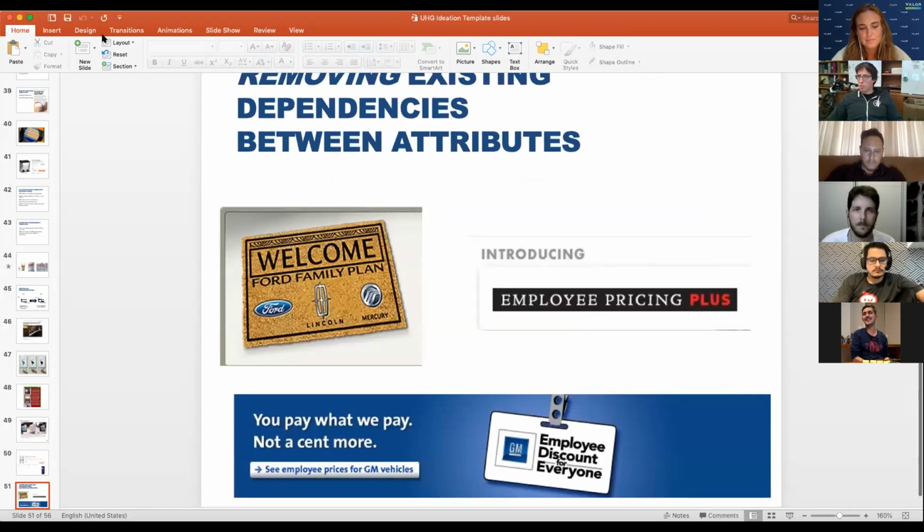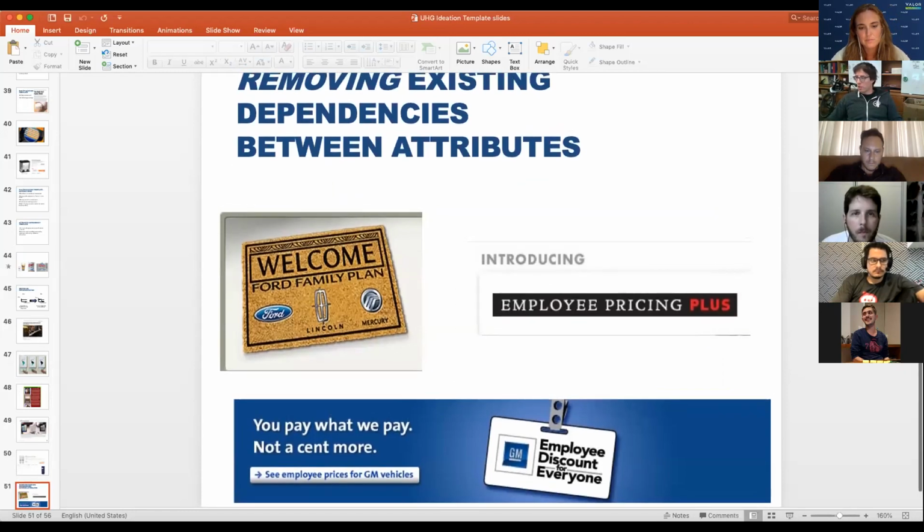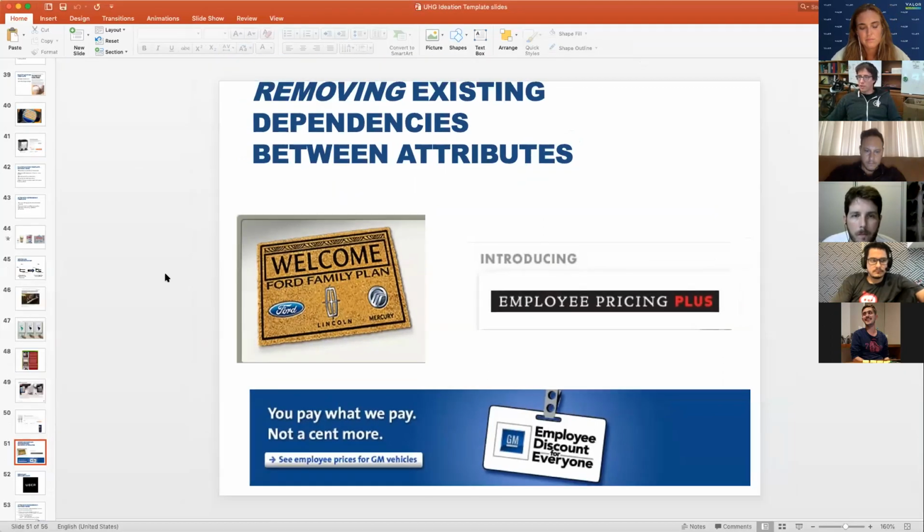Sometimes what you do is you remove a dependency. This is an example of using this in a campaign. Normally, if you work for a car manufacturer, you get a special employee price, right? And so there's a dependency between your employment status and the price you pay for the car. What Ford did is they created this campaign where they said, you know what, everybody gets employee pricing, which is to say there's no dependency between where you work and the price that you're going to get. They removed that dependency. It was essentially a way to create a promotion. It was wildly successful. GM copied it. Okay, so you can also create innovation by removing dependencies that are out there.